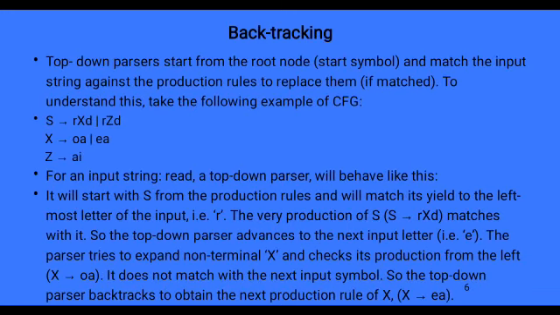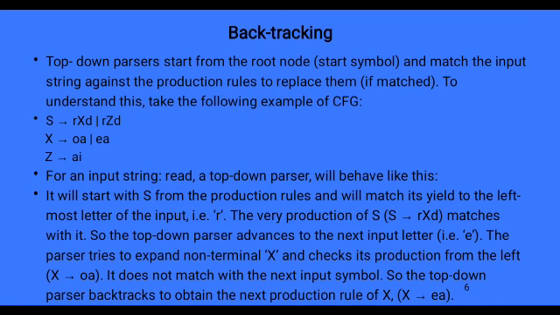And coming to backtracking. Already you know what backtracking is. The parse tree is started from the root node and the input string is matched against the production rule for replacing them. Here I am taking another example for your understanding. Capital S tends to small r capital X small d or small r capital Z small d, and capital X tends to small o A or small e A, and Z tends to small a I.